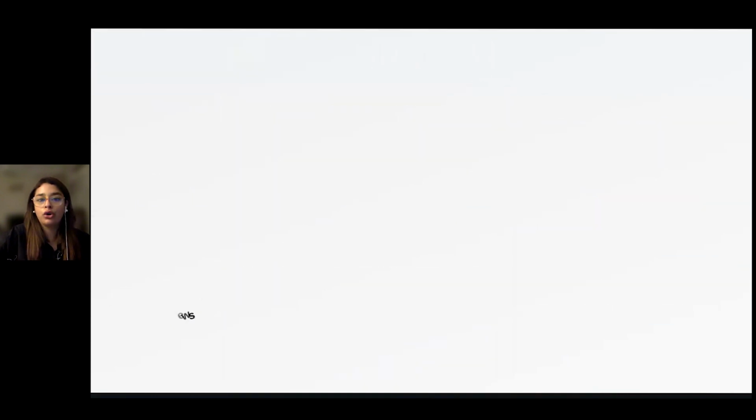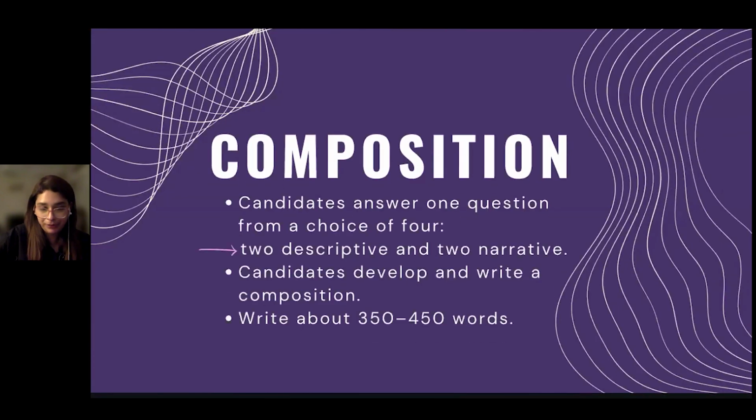Okay, so when we talk about composition, which is the second section of your writing paper, you are expected to formulate a response for 350 to 450 words, an essay, which could either be descriptive or narrative.